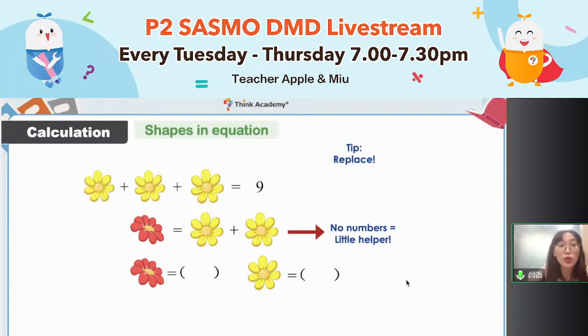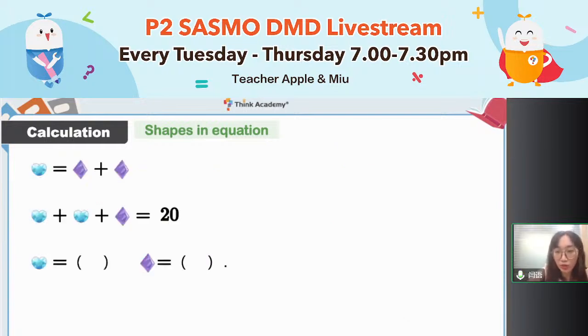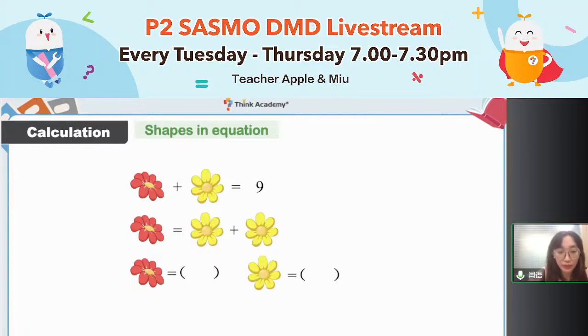Then you just try to replace. Now back to the first equation. 3 yellow flowers add up to 9. So what about 1 yellow flower? It should be 3, right? Oh, sorry. Okay, it should be 3. Let me check.